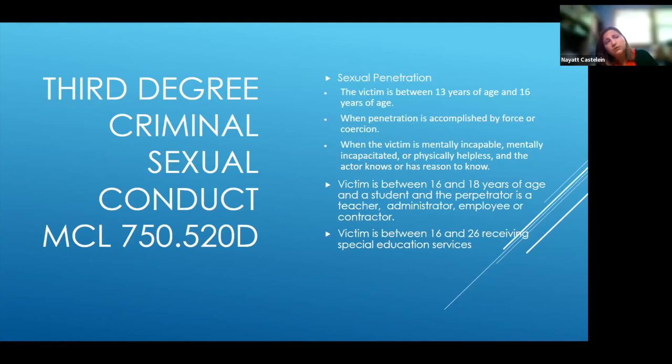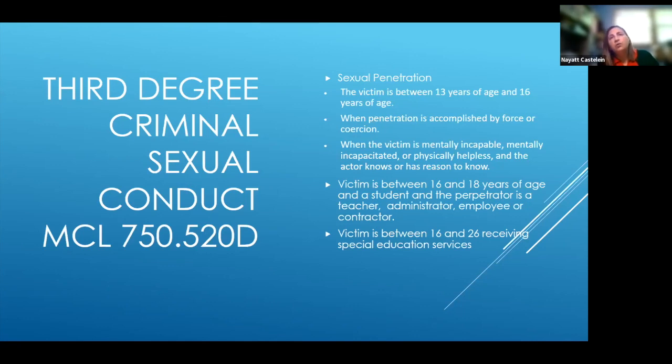If the victim is between 16 and 18 years of age and a student, and the perpetrator is a teacher, administrator, employee, or contractor, it can be a CSC third. So even though the age of consent in Michigan is 16, it does not apply for engaging in sexual behavior with somebody who is in a position of authority over you. That's where you get a lot of your teacher-student relationships. Or also the victim is between 16 and 26 and receiving special education services.